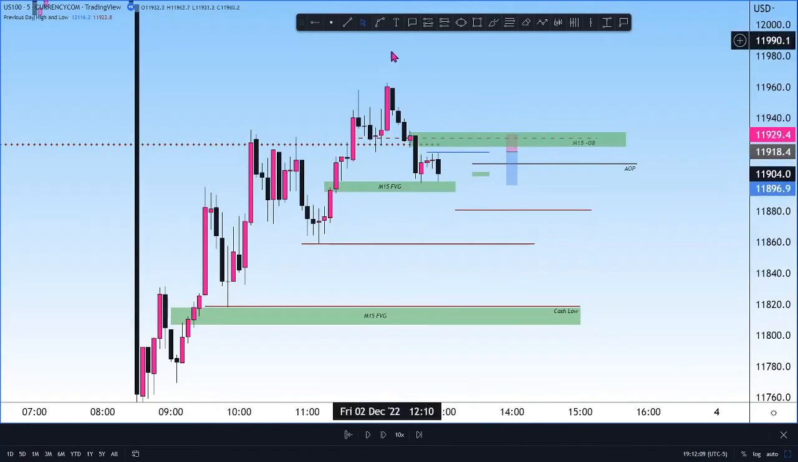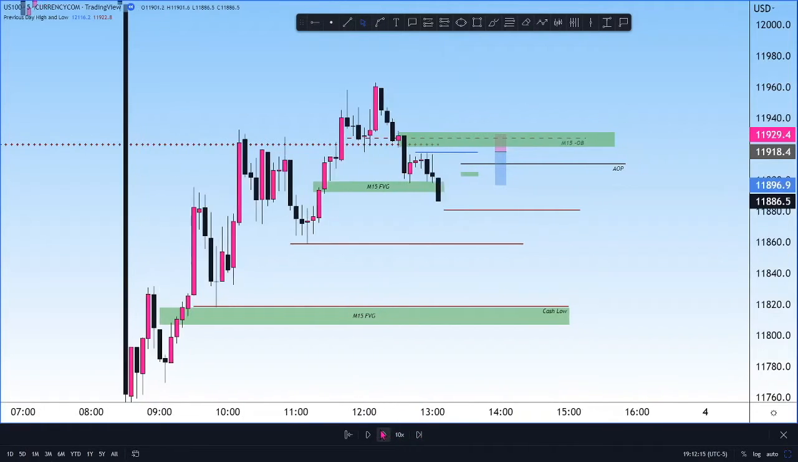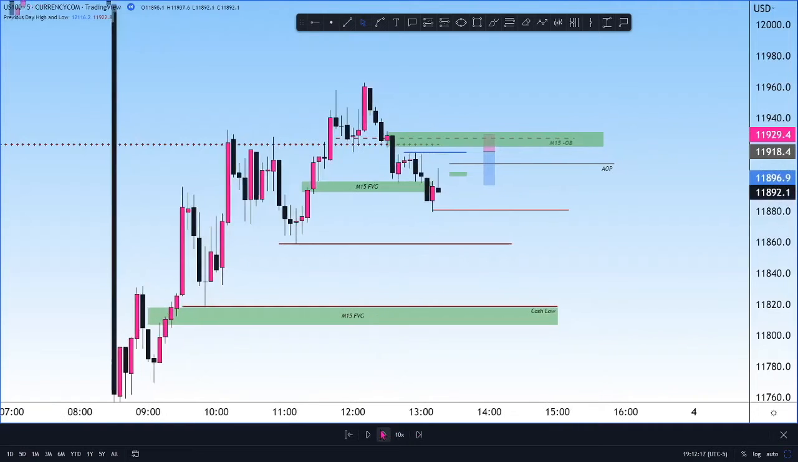Sorry, I don't use the TradingView tool a lot. All right, so we broke below that M15 FVG, filled in the M5 FVG, and then I thought we could get price to come back up into here.